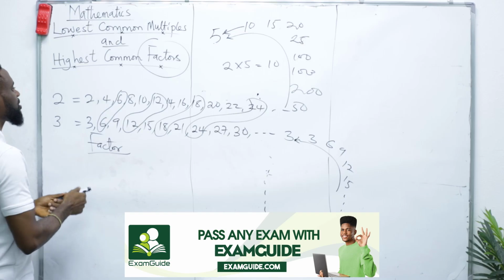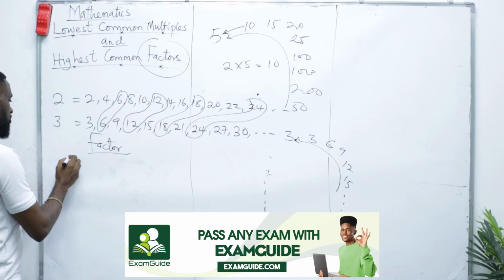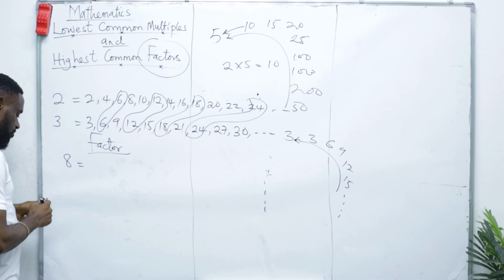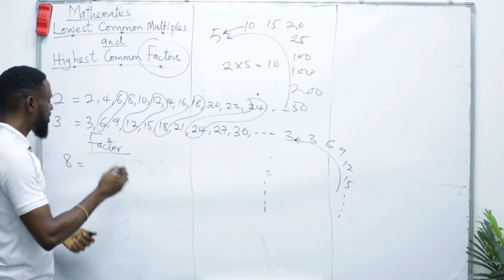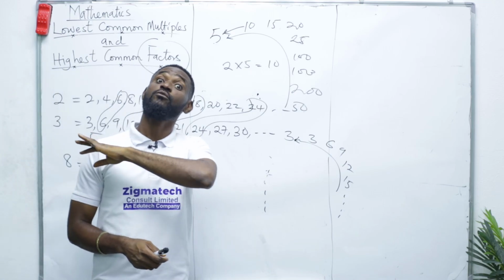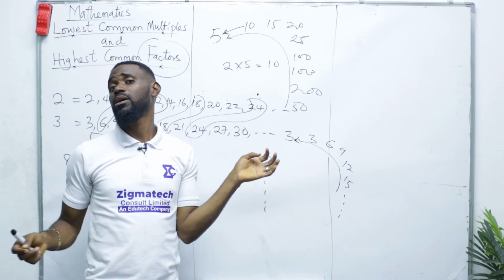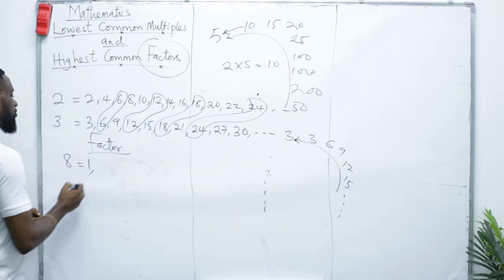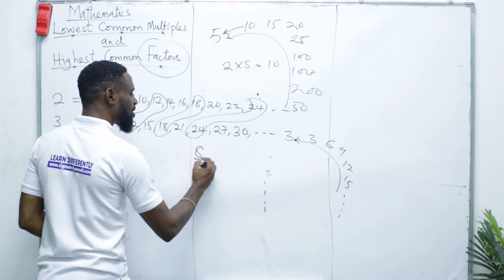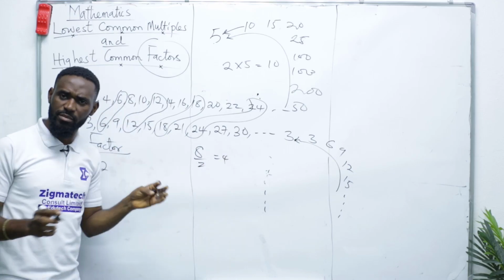For example, let's look at 8. 8 can be divided by 1. So 1 is a factor of all numbers. It's a universal factor. So 8 can be divided by 1. 8 can be divided by 2. Is it true? 8 divided by 2 is 4. So remember, factors will divide the number and there will be no remainder.